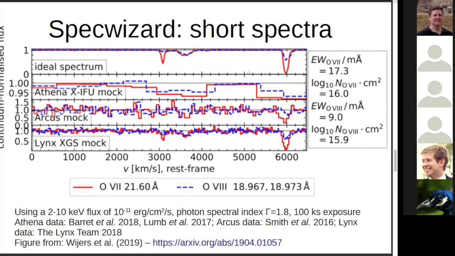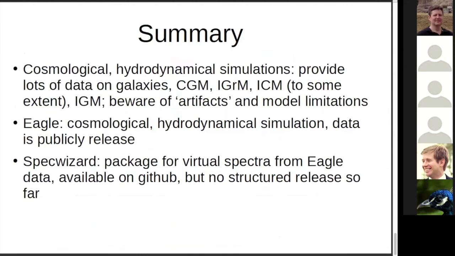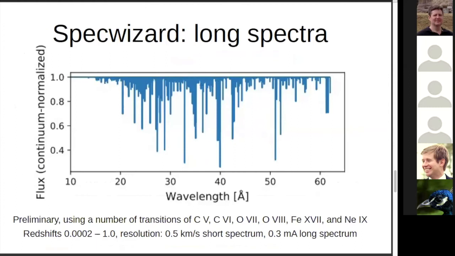So another step you can do with SpecWizard is, when you have these short spectra, so you have just these optical depths as a function of line of sight velocity for single ions at one redshift, you can combine these things for a number of different redshifts, combine all the different ions and transitions that you want into one spectrum over a larger redshift range. So this is just an example of a long spectrum you can get. This is up to redshift 1 using a semi-reasonable set of X-ray ions.